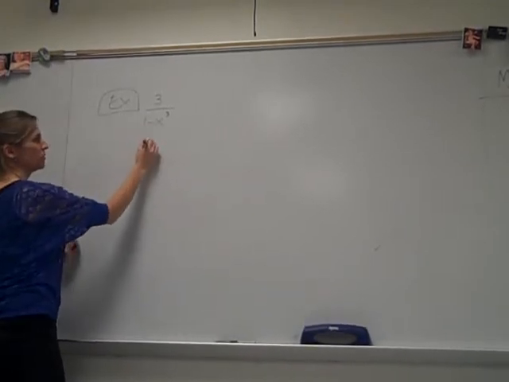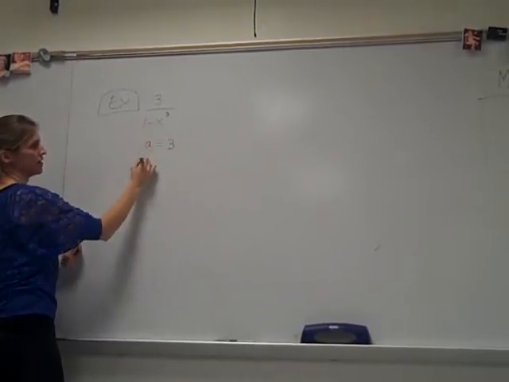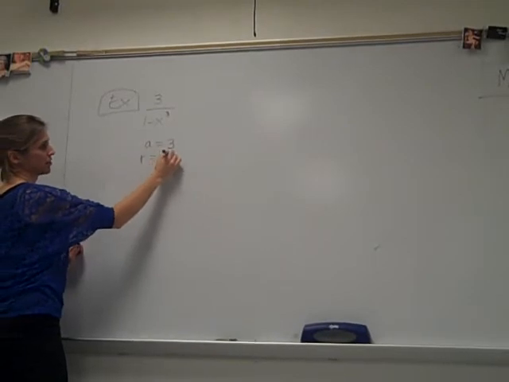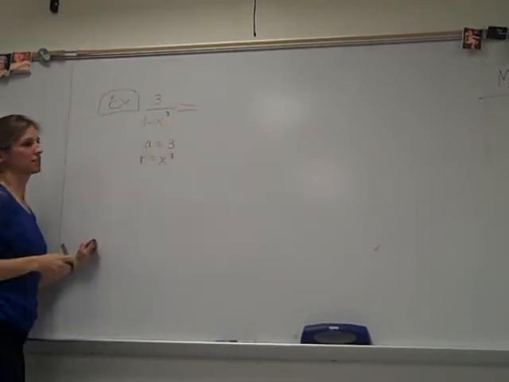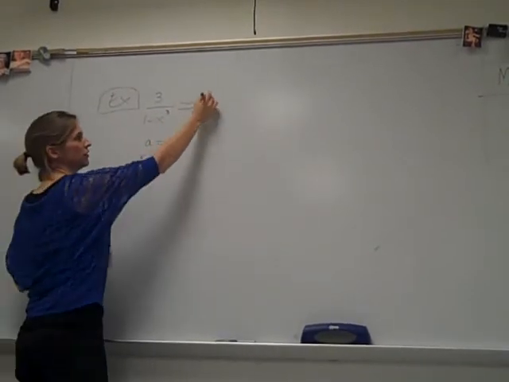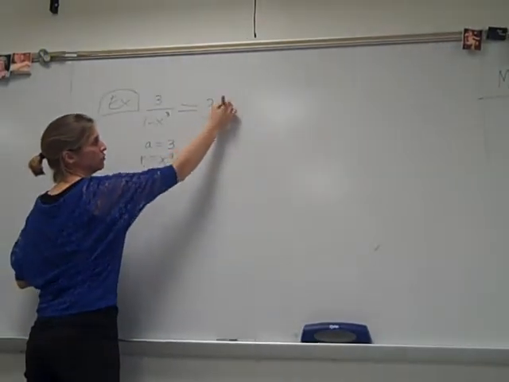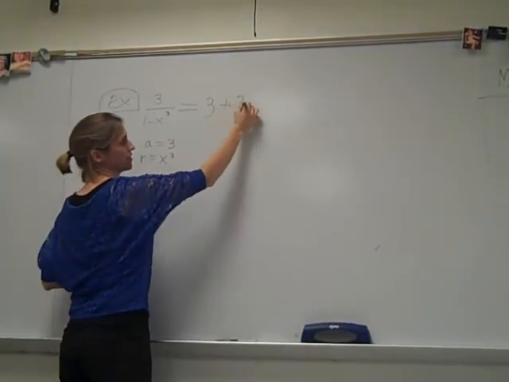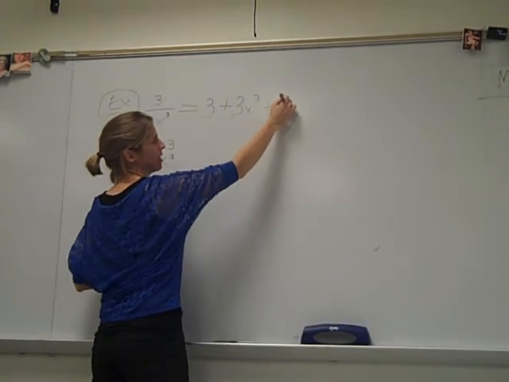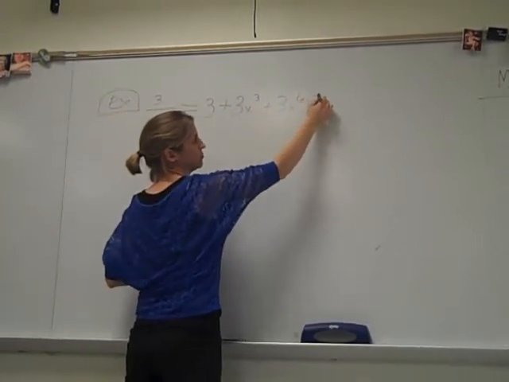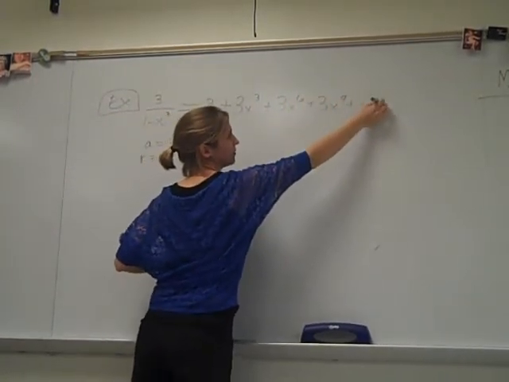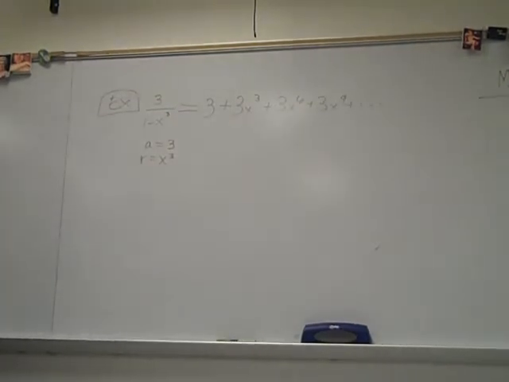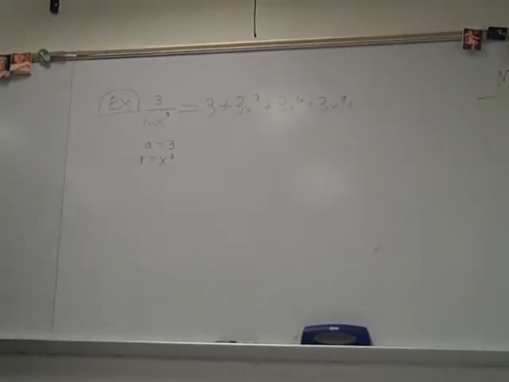And I want to say, all right, well then A was 3, and R is x to the 3rd. So this series looks like 3 plus, this is my multiplier, 3x to the 3rd plus 3x to the 6th plus 3x to the 9th plus blah, blah, blah. And I just took a function and rewrote it as a series.